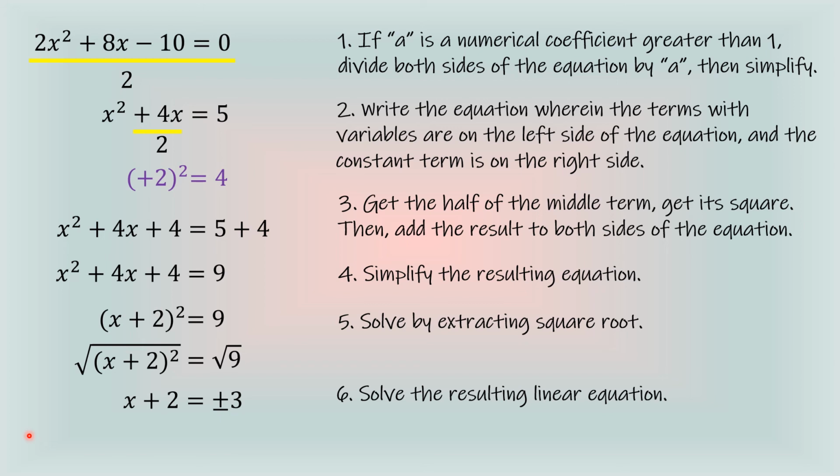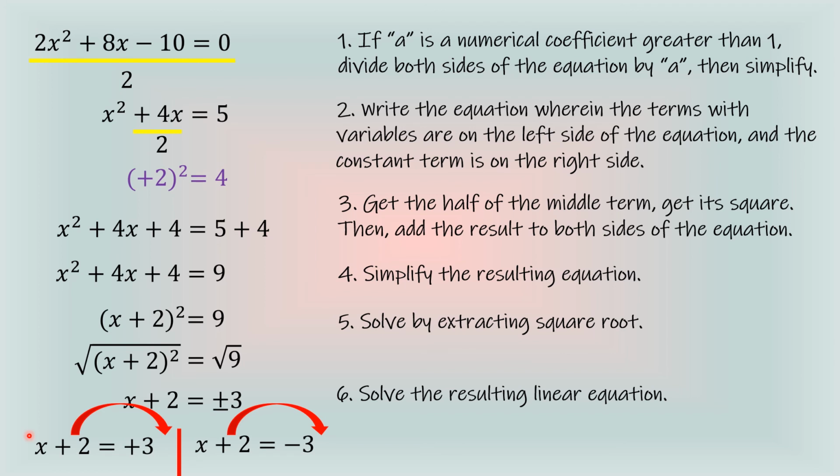Last step is to solve the resulting linear equation. Hahatiin natin sa dalawa yung nakuha natin. So, magiging x plus 2 is equal to positive 3 and x plus 2 is equal to negative 3. Again, itatranspose natin yung positive 2 sa right side para kasama niya yung isa pang constant na positive 3. At itatranspose din natin ang positive 2 dito para maging katabi niya yung negative 3.